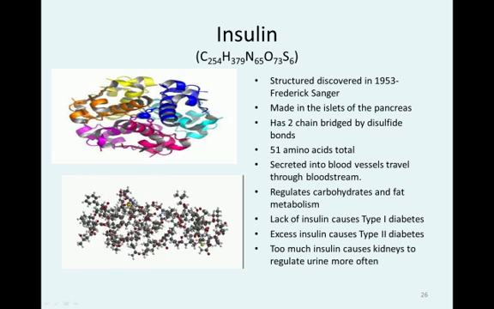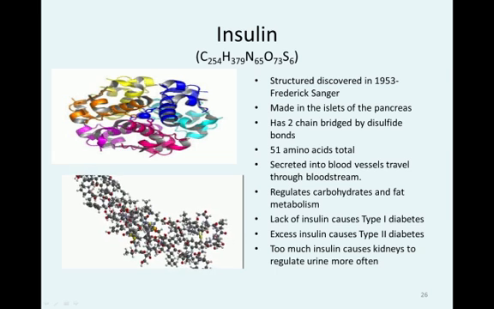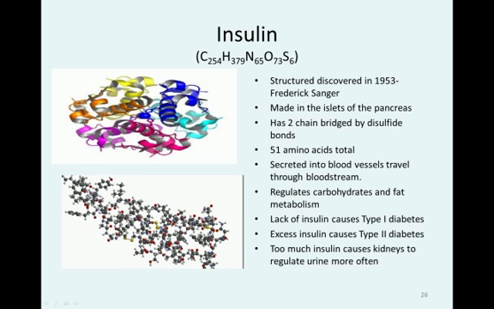Insulin. Structure discovered in 1953 by Frederick Sanger. Made in the islets of the pancreas. 51 amino acids total. Regulates carbohydrate and fat metabolism. The lack of insulin causes type 1 diabetes. Excess insulin causes type 2 diabetes. Too much insulin causes kidneys to regulate urine more often.